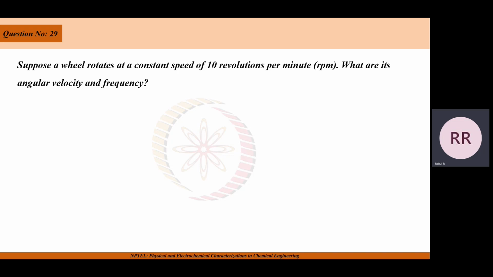Suppose a wheel rotates at a constant speed of 10 revolutions per minute. What are the angular velocity and frequency? So this is a numerical question. It's given in terms of RPM, so the RPM of this particular wheel is 10, and we just need to calculate its angular velocity and its frequency. So think about this for a while, then I'll discuss that with you.